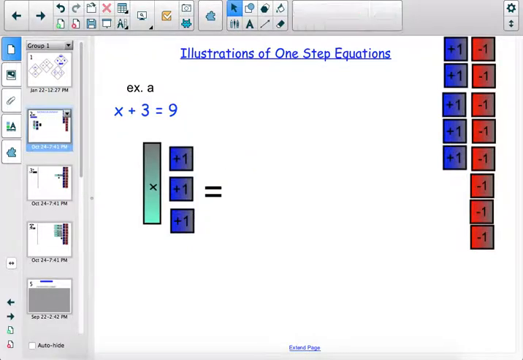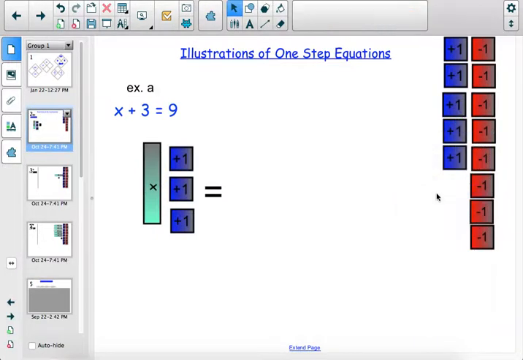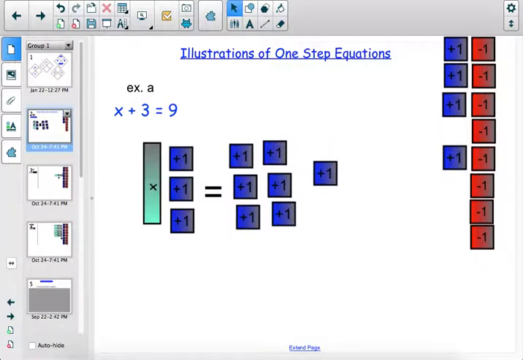Now we're going to have 9. I don't know if we can have 9. I'm going to do this thing, infinite clone. Alright. 1, 2, 3, 4, 5, 6, 7, 8, 9. Alright. I want to get x by itself. So what's the opposite of plus 3? The inverse.